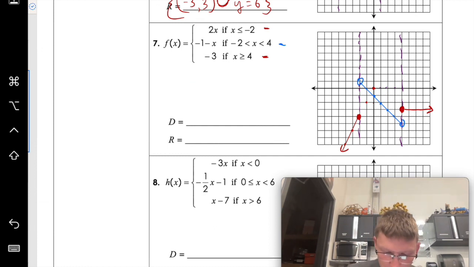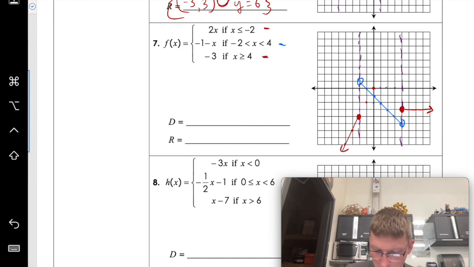So then our middle part has 2 boundaries. They are both less than and less than. Neither one of them has an equal to sign on it. So that means this is going to be an open dot and an open dot, and then I just graphed this line in between, and y equals -3 over here is going to be a horizontal line. So I'm looking at this part right here. I see a greater than or equal to sign, so this has a closed dot.